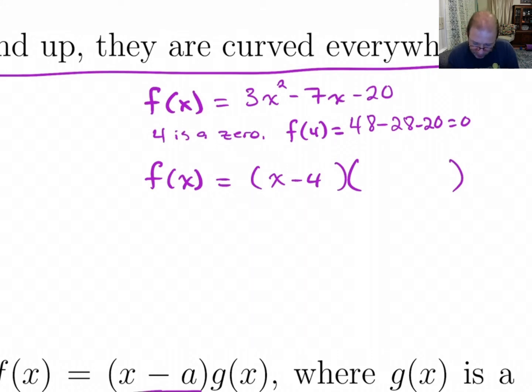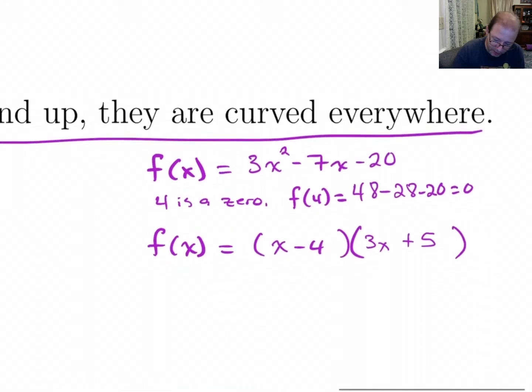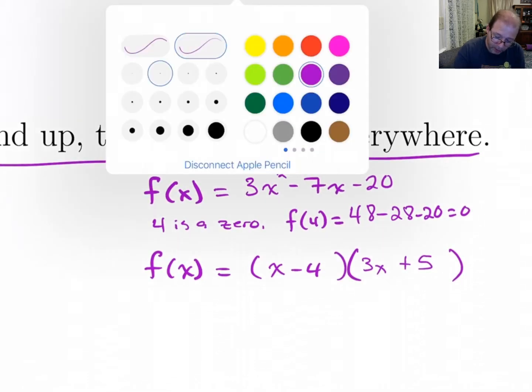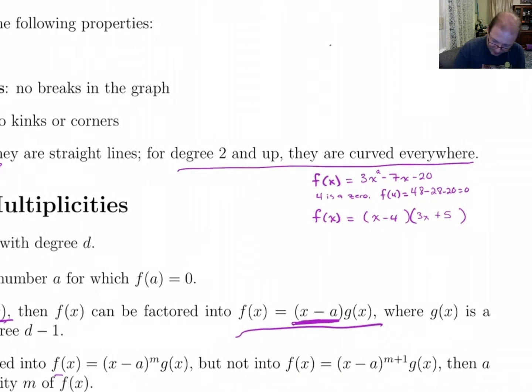Because in order to get 3x squared minus 7x minus 20, x is going to have to be multiplied by 3x to get 3x squared. And negative 4 has to be multiplied by positive 5 to get negative 20. So we can factor this thing like that. In calculus, that is a useful thing. Given a 0, being able to factor the polynomial.